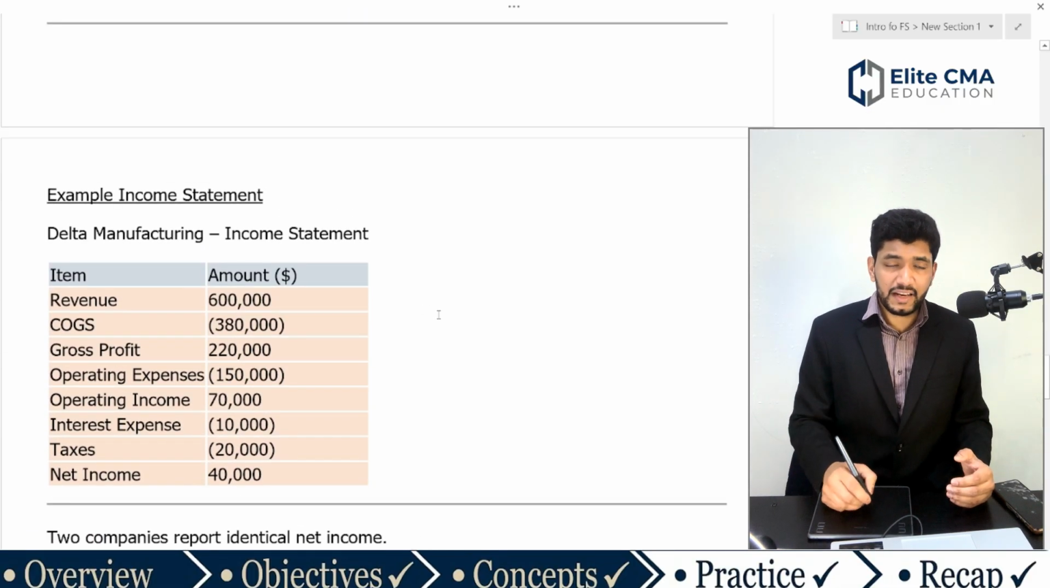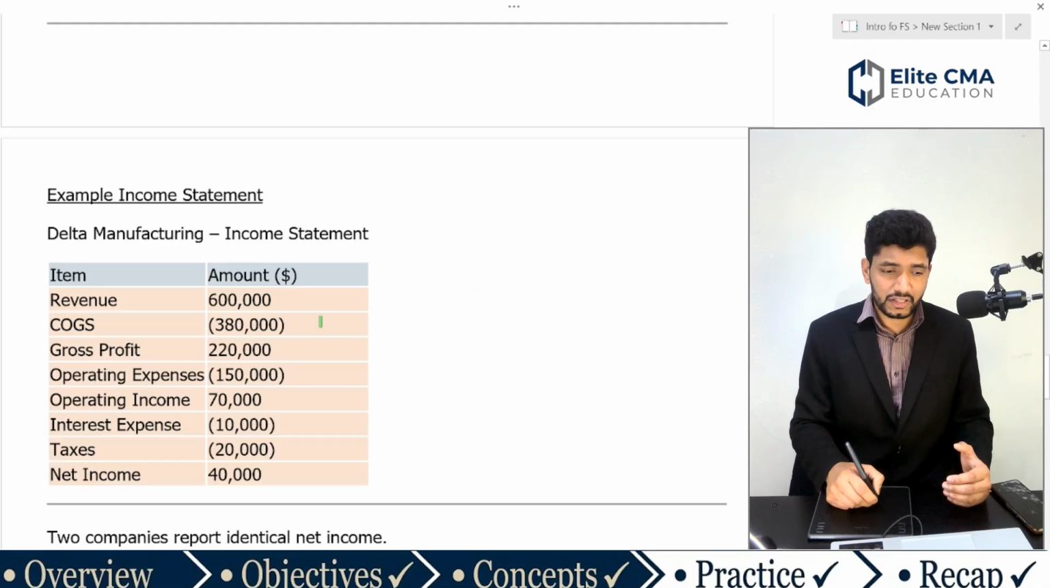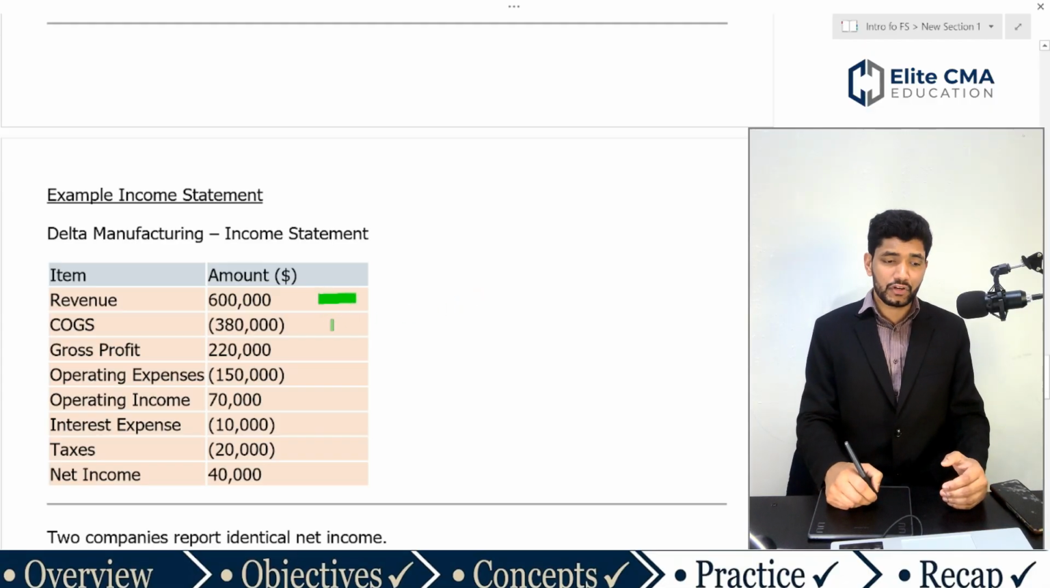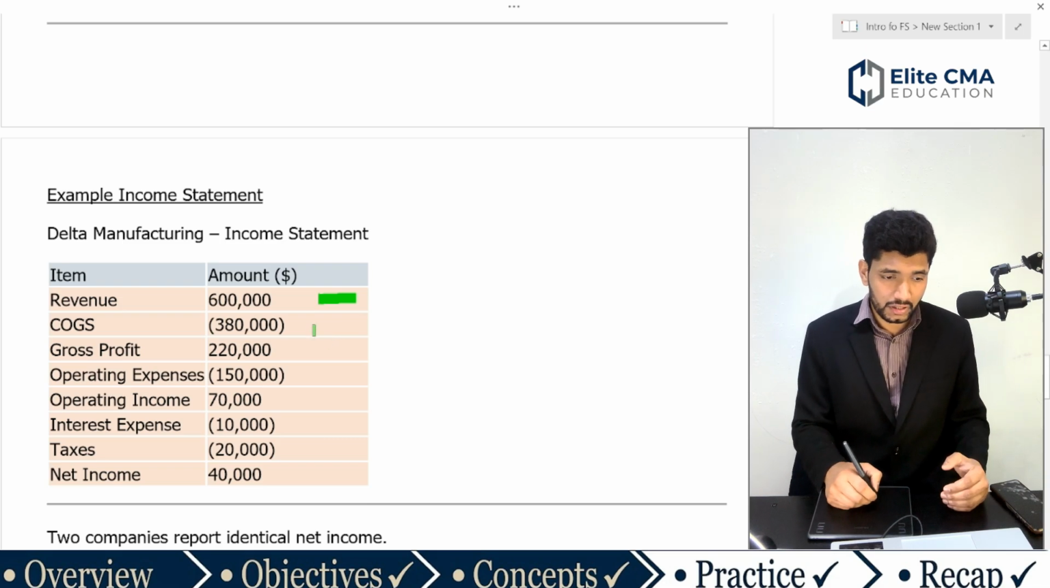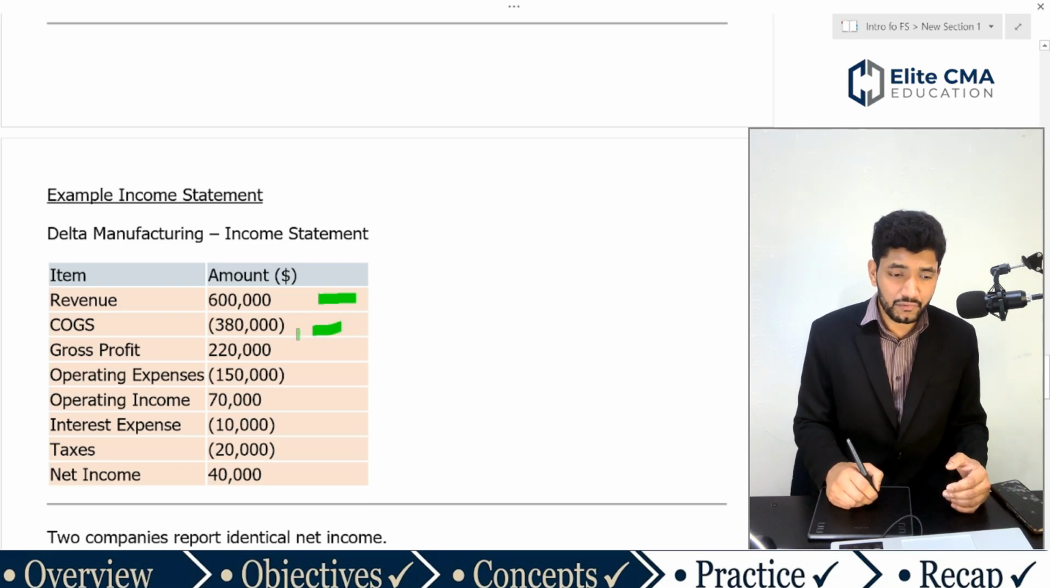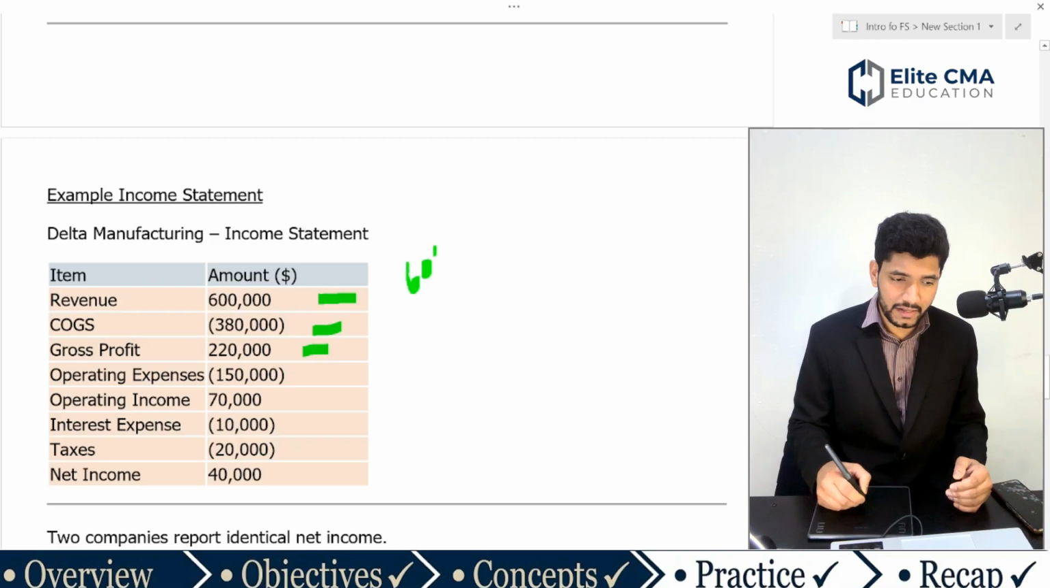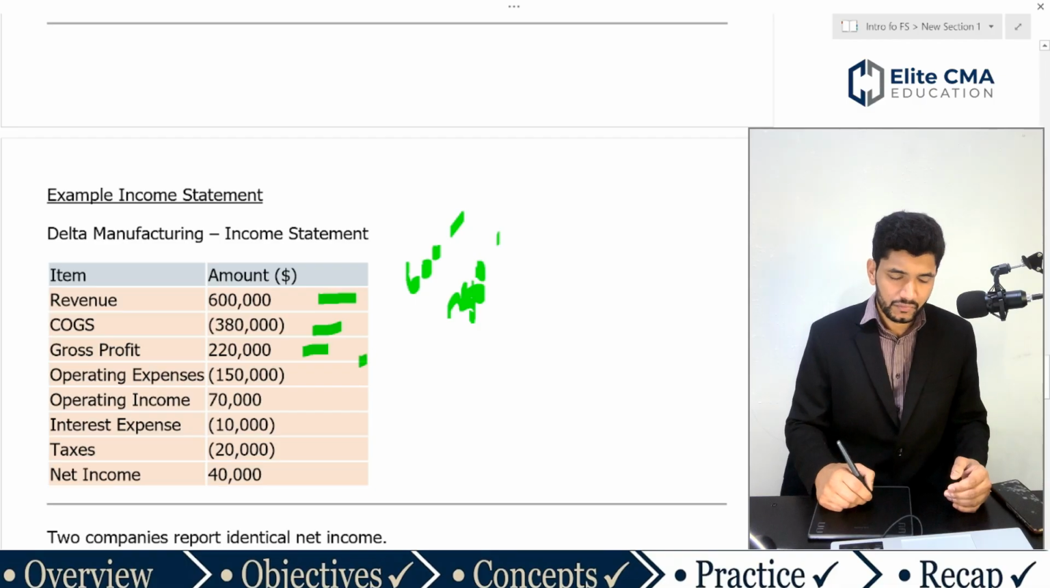So here you can see an example of an income statement. Here the revenue is 600,000. After revenue, we subtract the cost of goods sold, that is 380,000. Then we come up with a gross profit of 220,000. That means 600 minus 380. That is gross profit. Then the total operating expenses are 150,000.